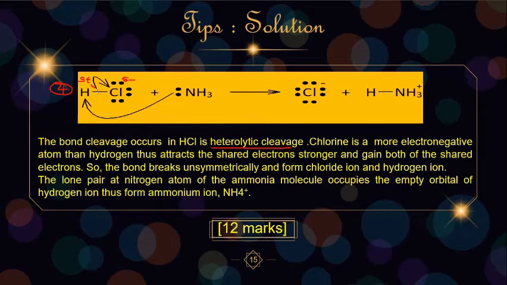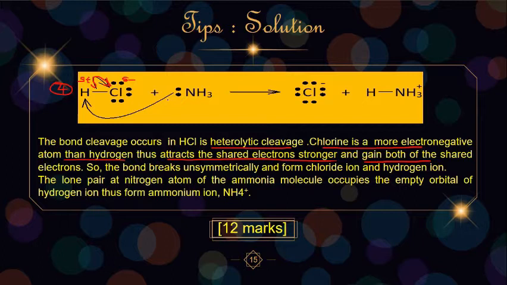So when the bond breaks, chlorine is more electronegative than hydrogen. It will attract the shared electrons stronger and gain both of the shared electrons. You can see this arrow shows that chlorine gains the electrons. So the bond breaks unsymmetrically to form H plus and Cl minus, a cation and an anion.